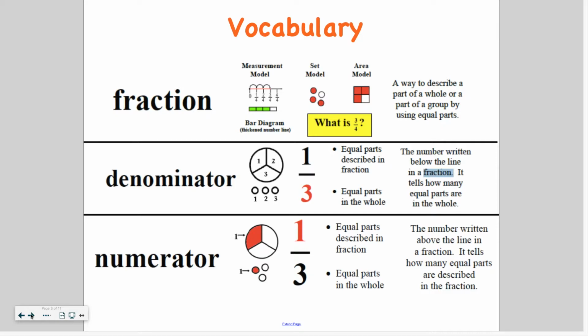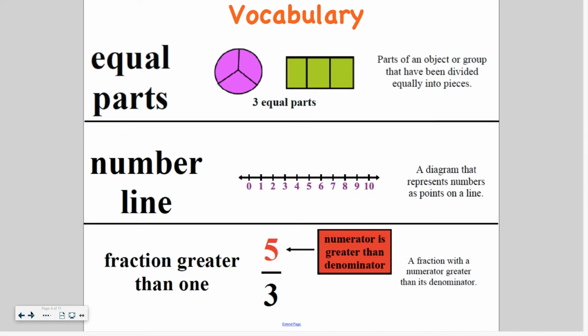So we can go ahead and pause and read these vocabulary words to yourself since we've been dealing with fractions for a few days, almost weeks now. And the same for these words, so go ahead and pause and read them to yourself.